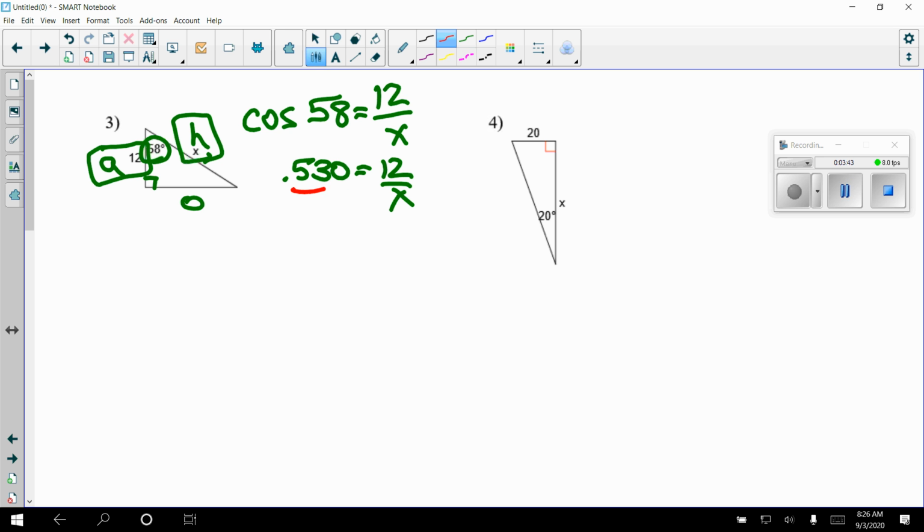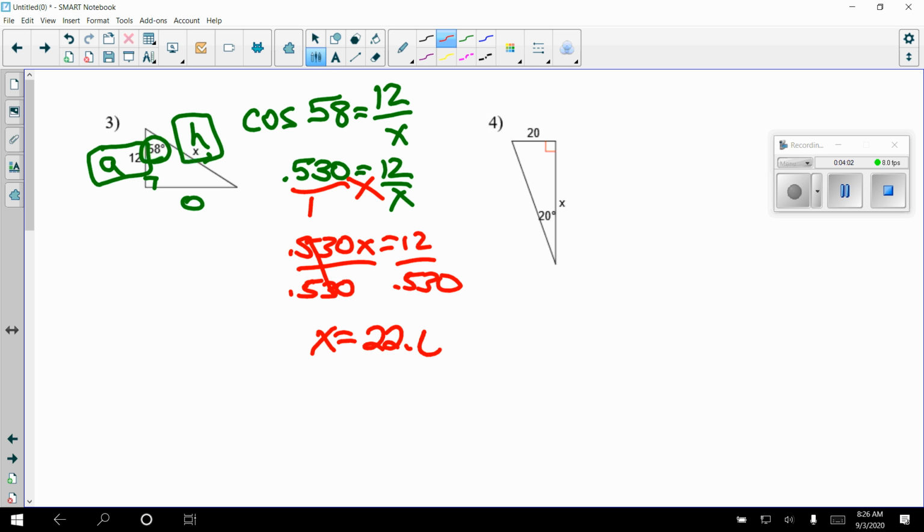All right, set up my ratio. I put that over 1. So I get 0.530x equals 12. Divide to isolate the x. So 12 divided by 0.530 is 22.6. And so let's look at one more here.